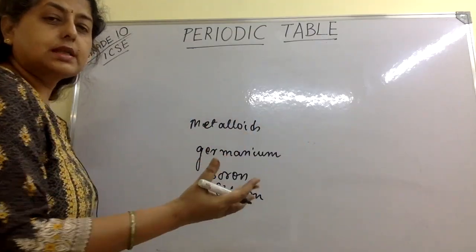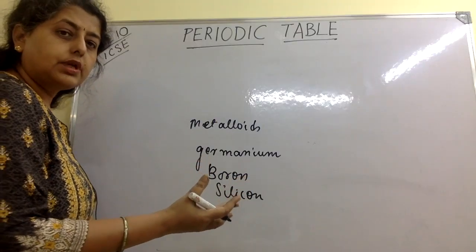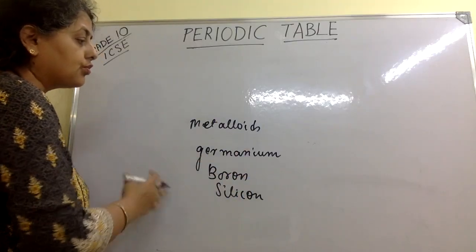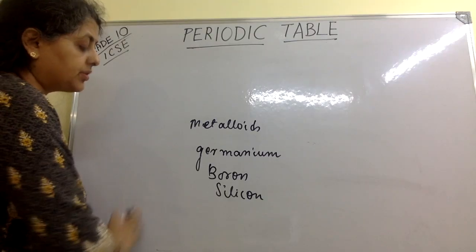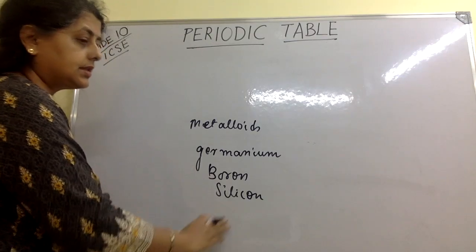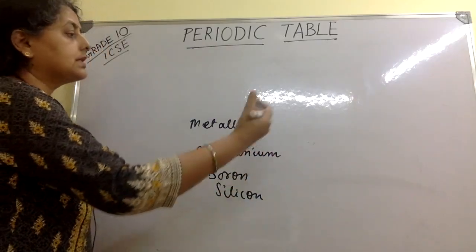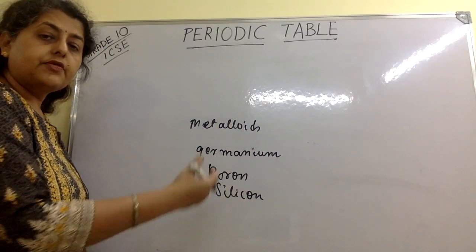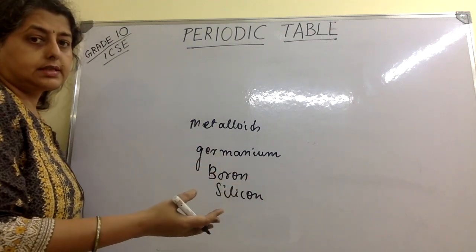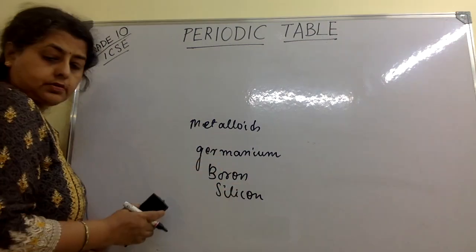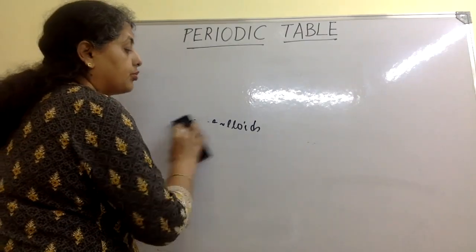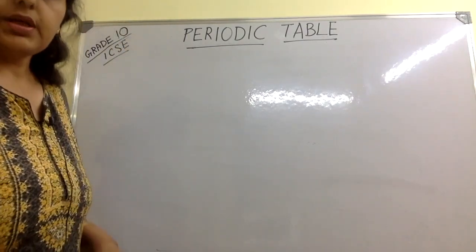After the non-metals comes the inert gases. So this is how it gradually goes from very strong metals, alkali metals, then alkaline earth metals, then transition, then weak metals, then metalloids, then non-metals, and after non-metals comes inert gases. So this is another thing to be remembered in this chapter.